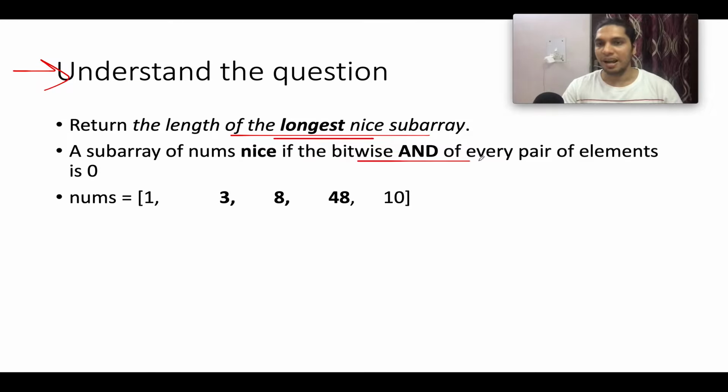If the bitwise AND of every pair of elements that exists in that subarray is 0 or not. It should be 0 for it to be nice. This is what we need to check. And remember, we are looking out for subarrays, not subsequences. So the subarrays are always contiguous in nature.